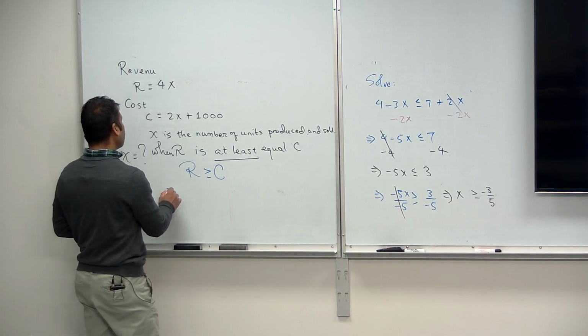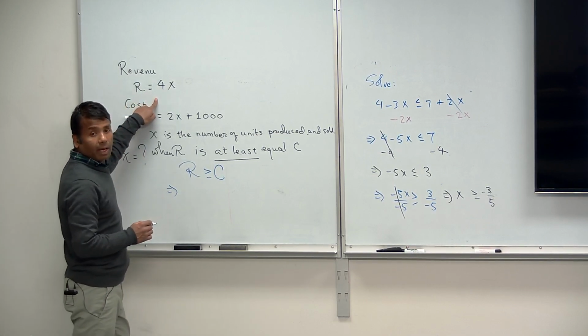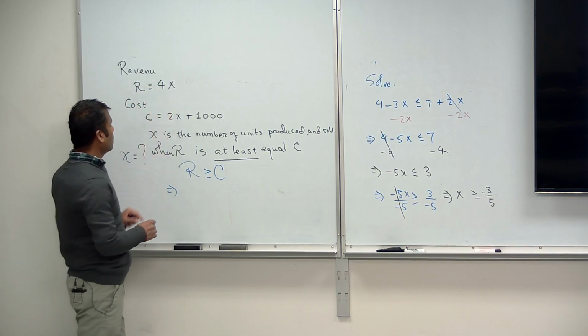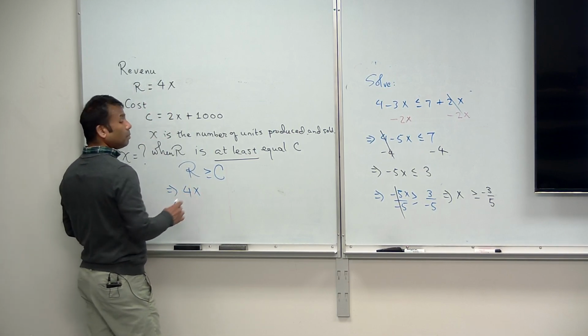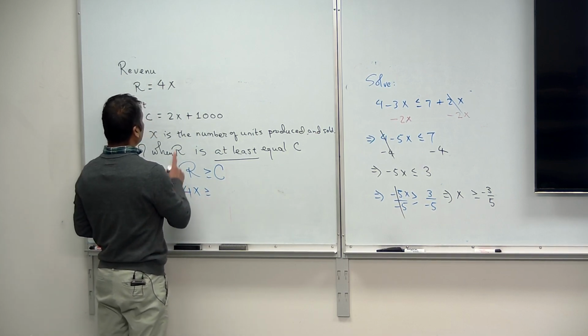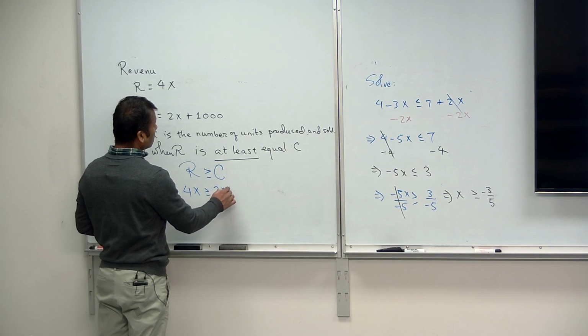So what is your R? You plug in the value of R. Okay, what R function, your revenue function is 4x, right? R equal to 4x. So you can plug in 4x for R is greater or equal to your cost function, which is 2x plus 1,000.